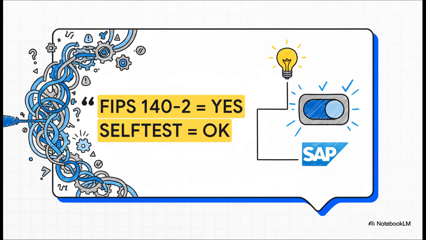This right here, this is what you want to see. This is your aha moment. When you run that command, if you see FIPS 140-2 equals yes and self-test equals okay, you can take a breath and relax. You have successfully enabled FIPS mode. It's clear, it's unmistakable, it's your proof.